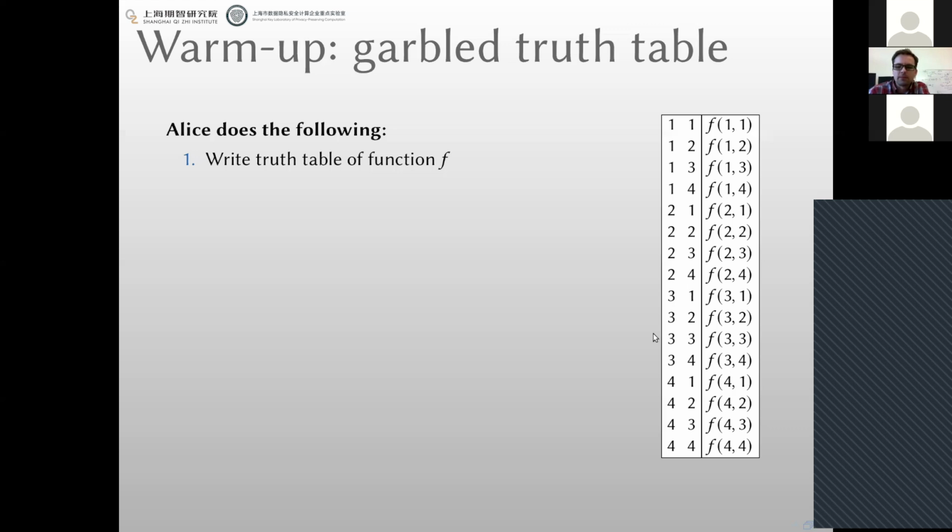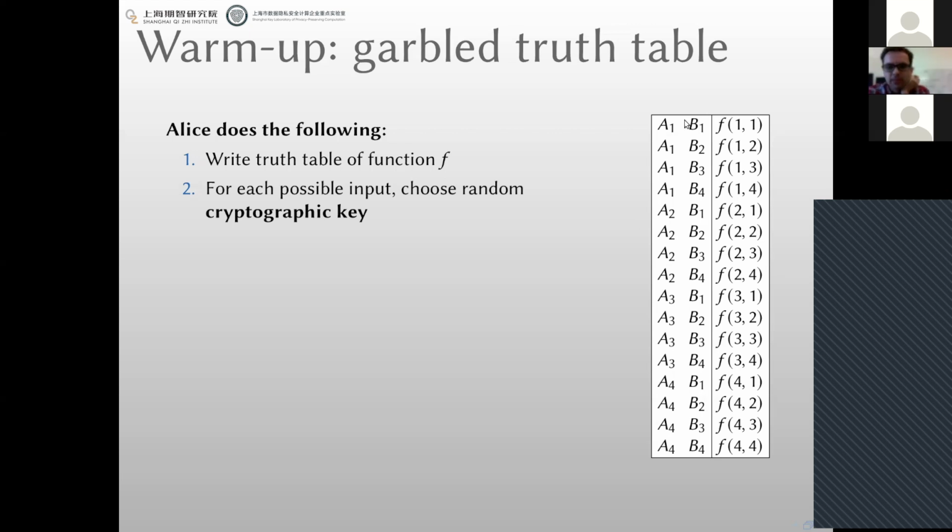So let's imagine that we're talking about two parties. There's Alice and Bob. They want to compute the function f on their inputs. And in this example, f is very simple. There are only 4 possible inputs for Alice and 4 inputs for Bob. And so I'll write the truth table of this function in this way. So here's the truth table of the function that we want to compute.